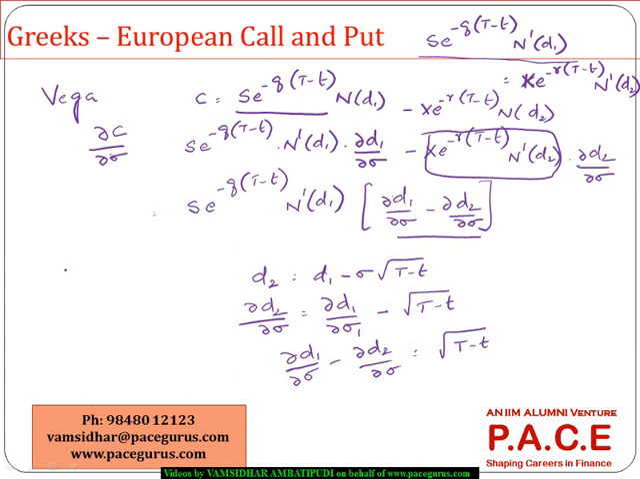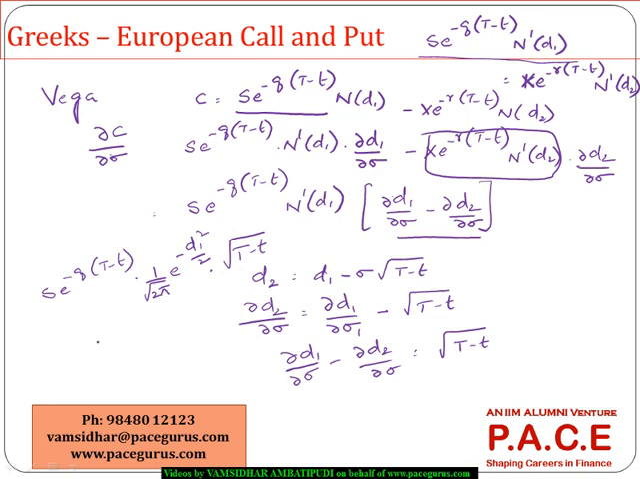So overall it comes out that the vega is nothing but S e power minus q (T minus t) N dash of d1, which we have already seen is 1 by root 2 pi e power minus d1 squared by 2, times root (T minus t). So that is the way the vega of a call option can be worked out. And what we see is vega is the same for a call option as well as a put option.